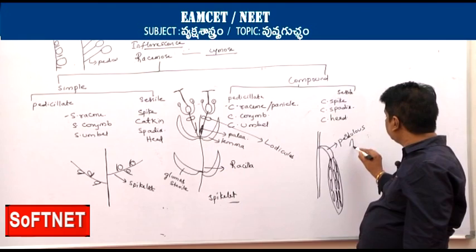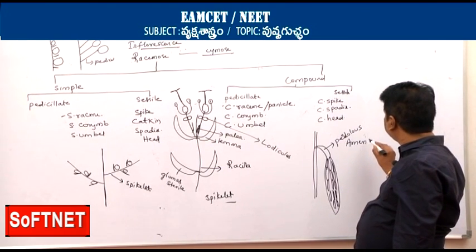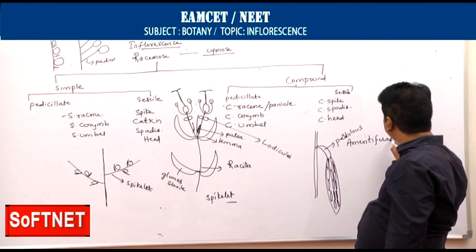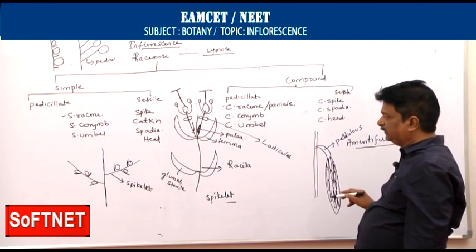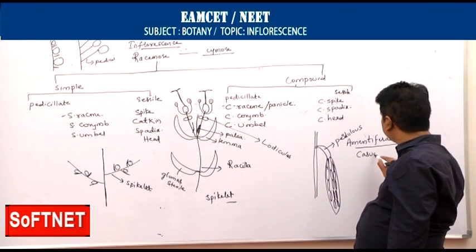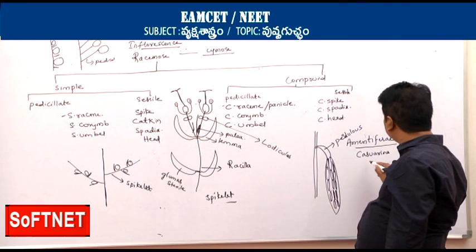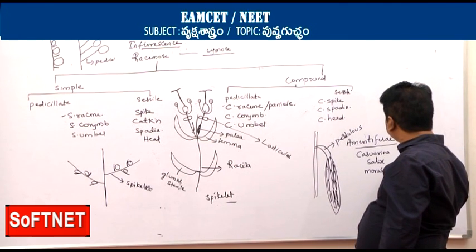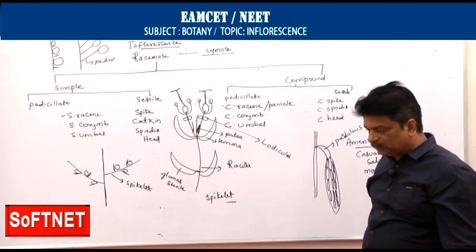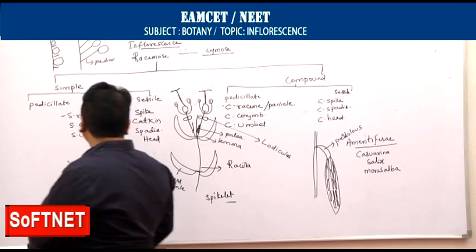Catkin is also called amentum because catkin is a characteristic feature of Amentiferae family. Examples for catkin: one is Casuarina, and Salix, and even mulberry. Scientific name is Morus alba. This is catkin. The next one, spadix.